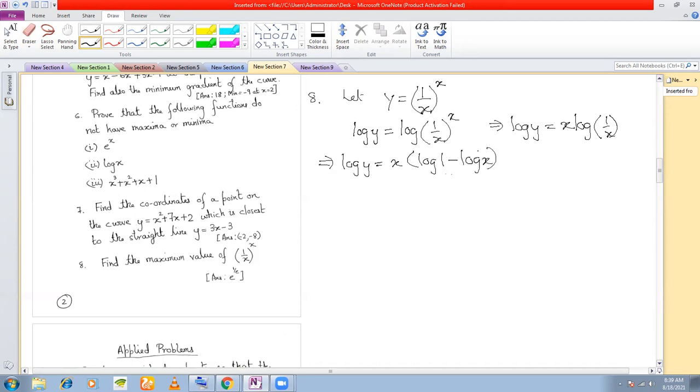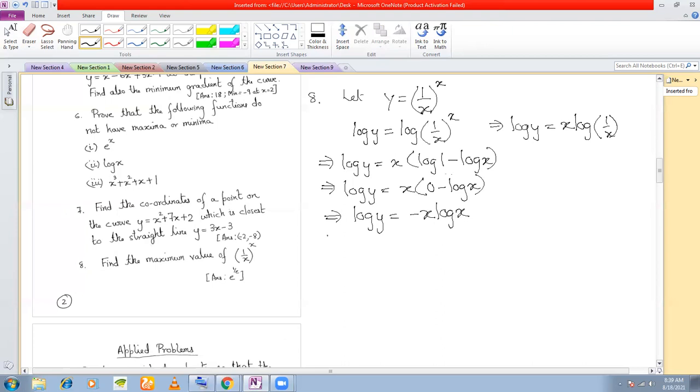Log m by n formula. Log 1 is 0. That means log y is minus x log x.